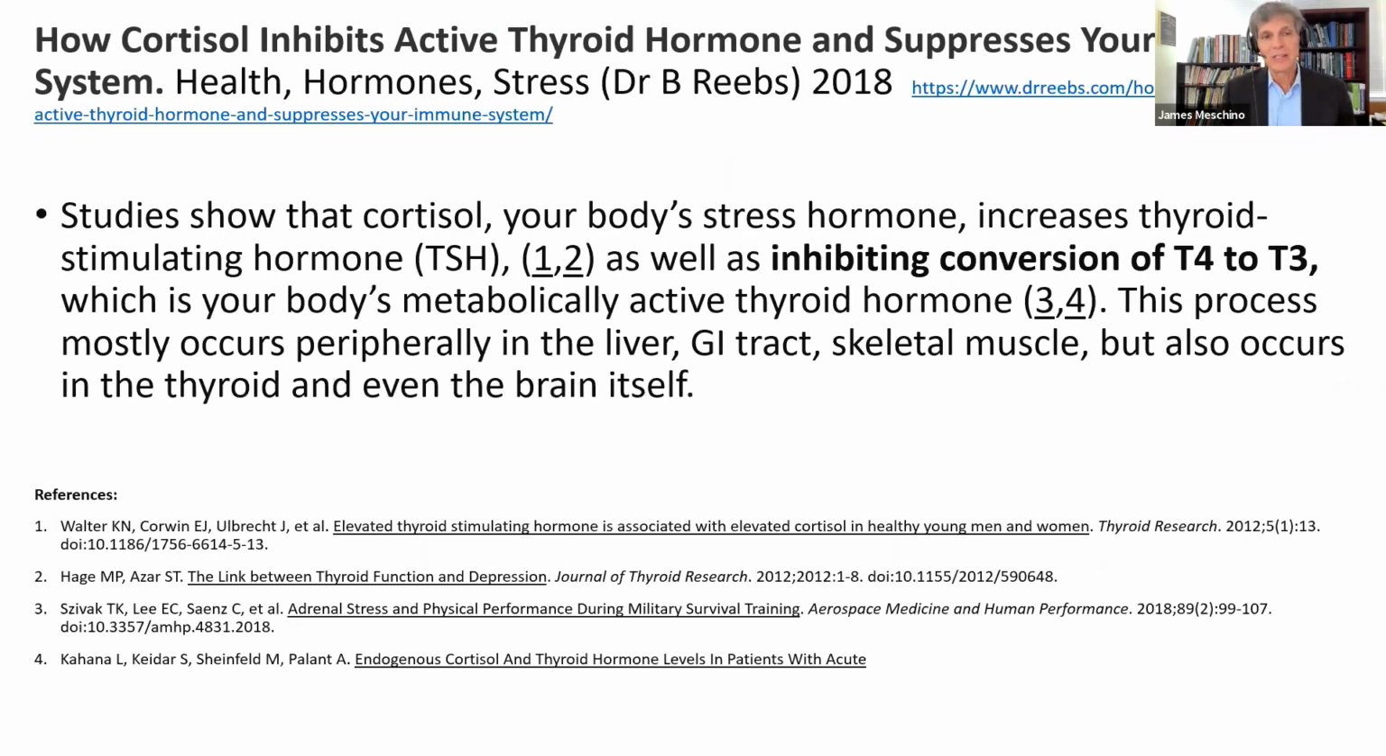So how does cortisol inhibit the active thyroid hormone and suppress the immune system? Well, this was published in 2018. Studies show that cortisol, your body's stress hormone, increases thyroid stimulating hormone, as well as inhibiting the conversion of T4 to T3, which is your body's metabolically active thyroid hormone. This process mostly occurs peripherally in the liver, GI, skeletal muscle, but also occurs in the thyroid and also in the brain itself.